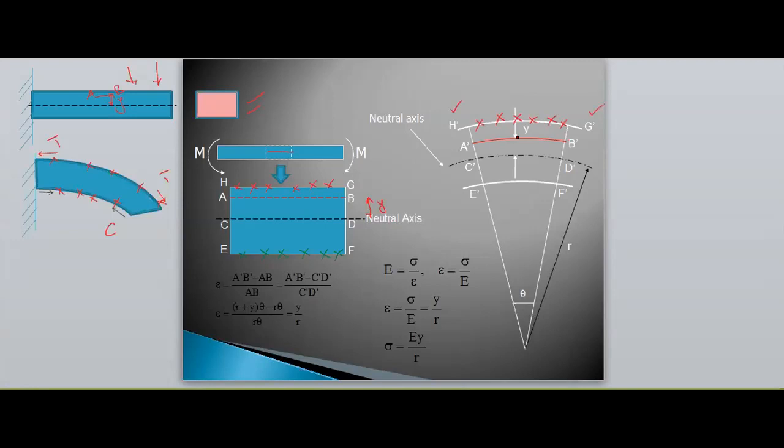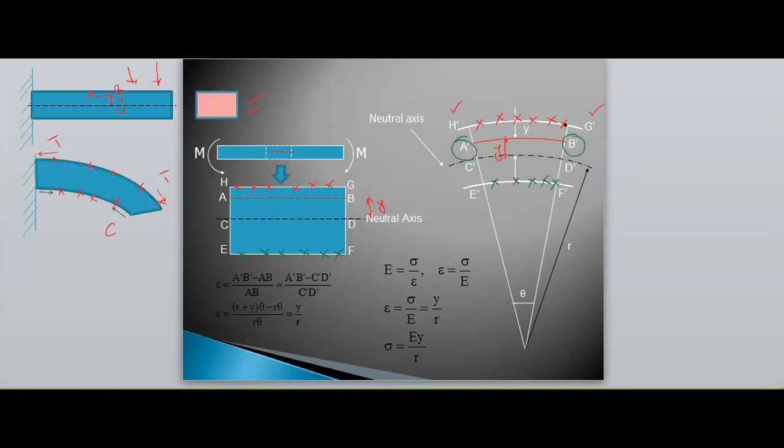And the bottommost layer is shifted to E dash and F dash. The considered layer AB is now A dash B dash at a distance of y from the neutral layer. And now the neutral layer has also changed to C dash D dash after the bending has occurred.